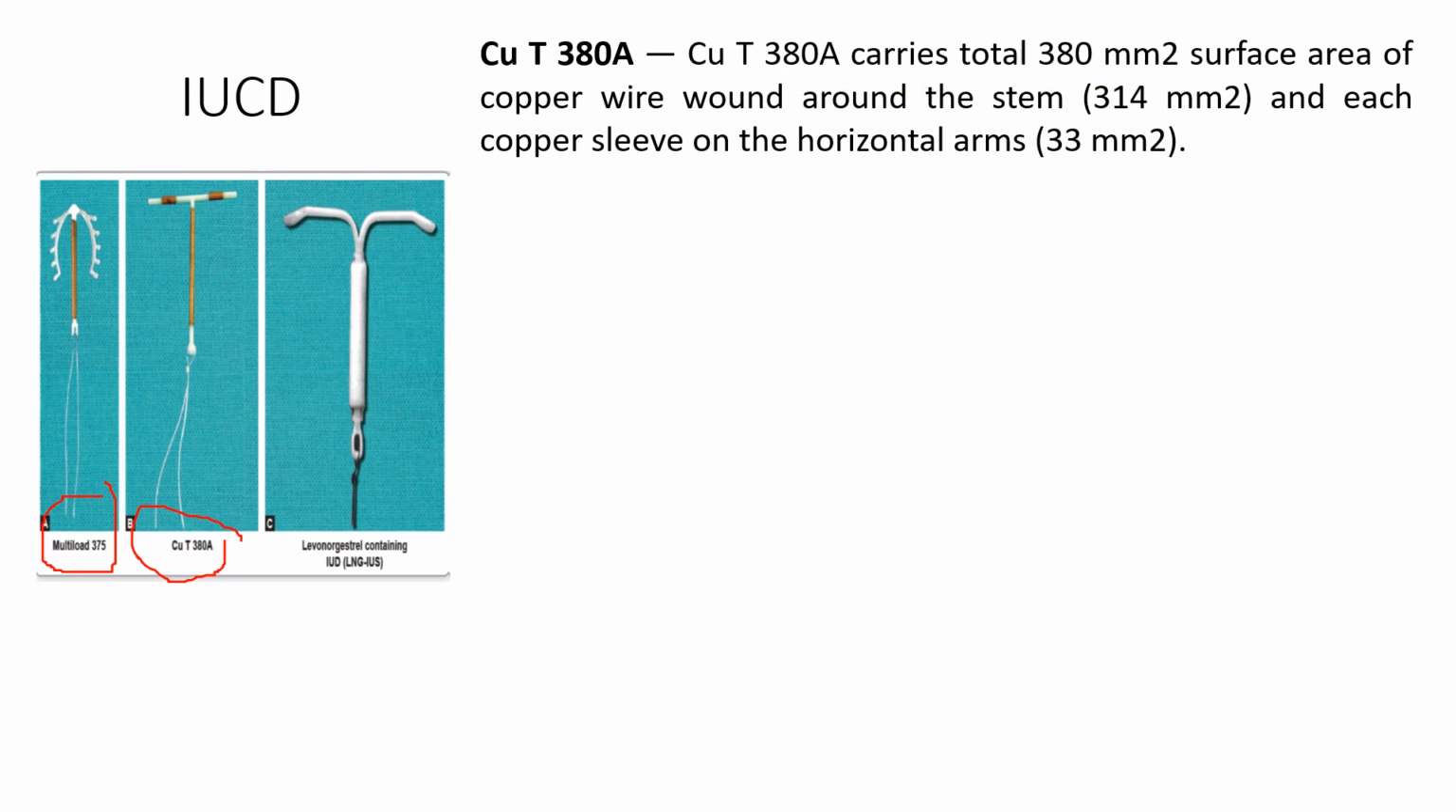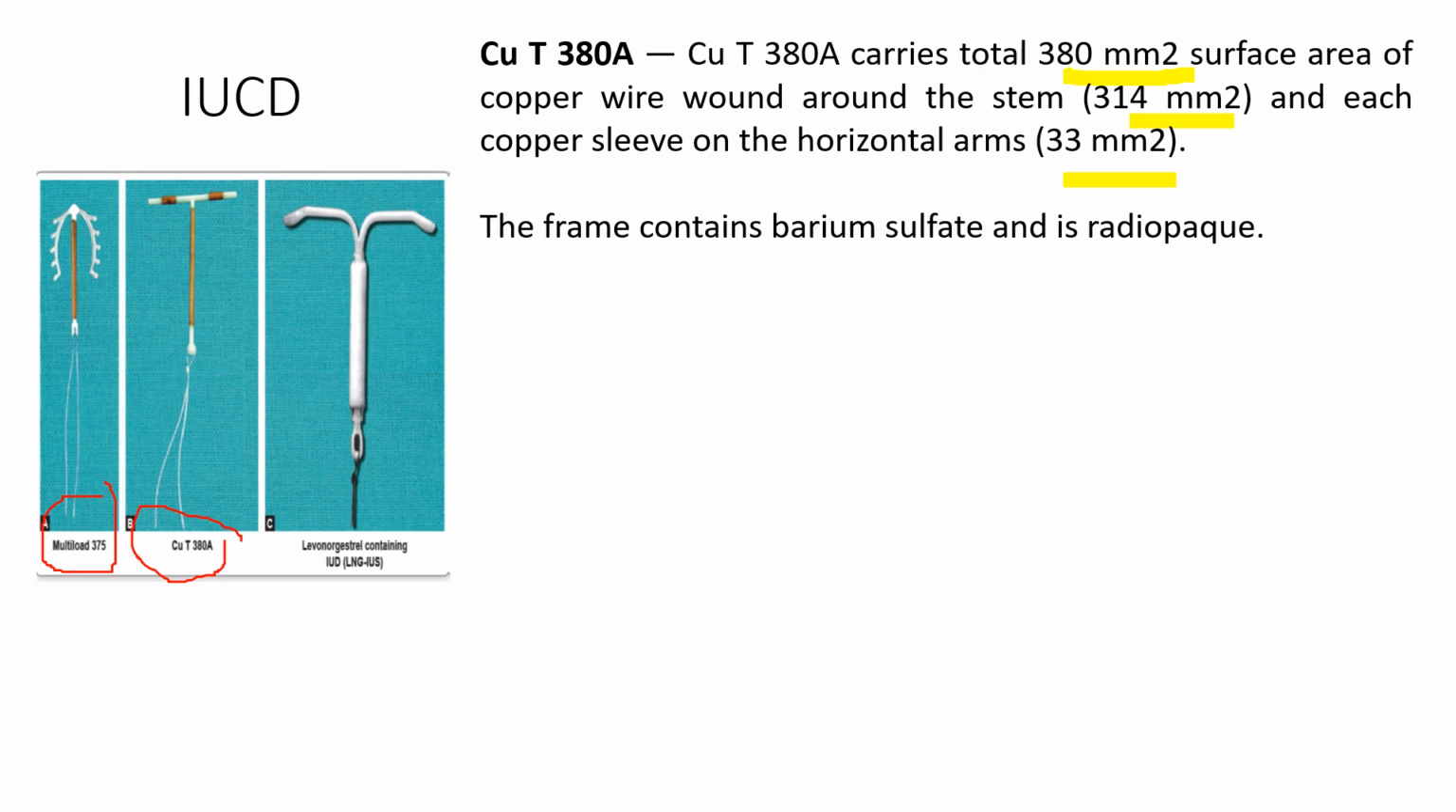So this copper surface area is around 380 here. Around the stem, the surface area is 340 millimeter square. Now at each sleeve there is also copper. The sleeve on the horizontal arm has a surface area of 33 millimeter square. So as the total surface area of copper winding round this stem is 380 millimeter square, that's why it is copper T 380A. Now the frame contains barium sulfate, that is radio opaque.